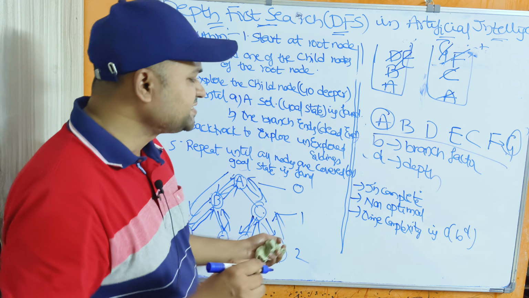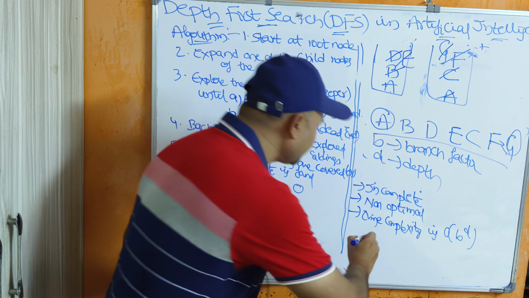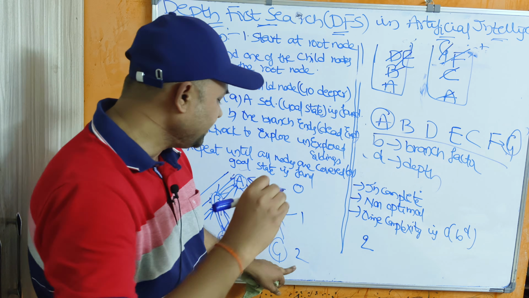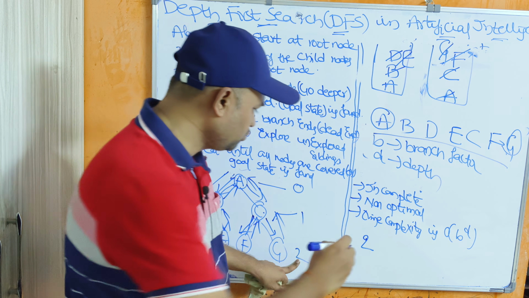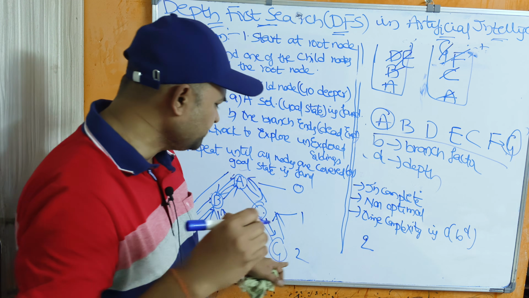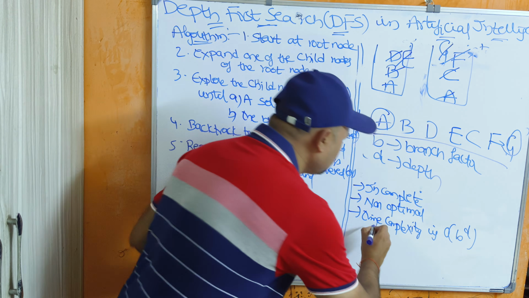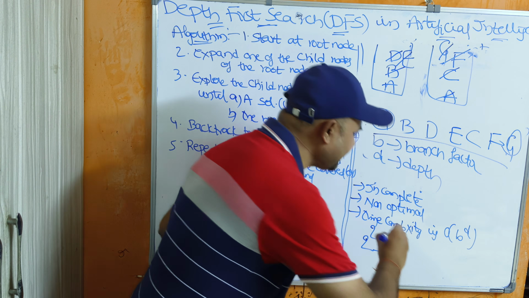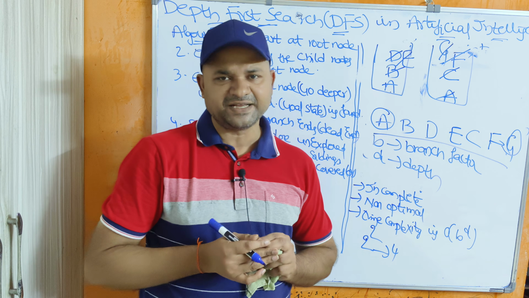So here the time complexity is, what is the branching factor? Branching factor is 2. And what is the depth here? Level 2. So 2 power 2. Why? Because let us assume that the goal node is at the last level. So 2 power 2 means 4. So maximum we will get 4 comparisons.